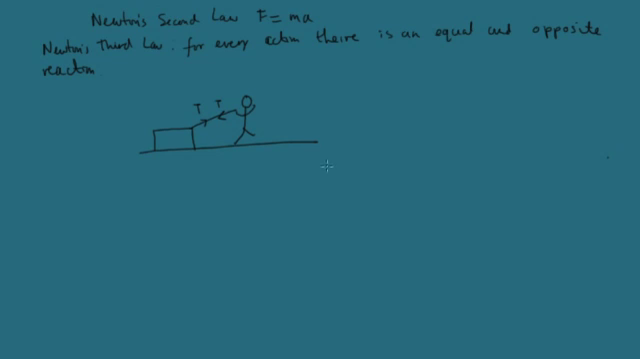Now, when two objects are in contact, each pushes on each other with an equal and opposite normal contact force. So we've got our normal contact force here when this box is just sitting on the ground at rest. That's equal to the weight. The normal contact force is equal to the weight, and this is because of Newton's third law.